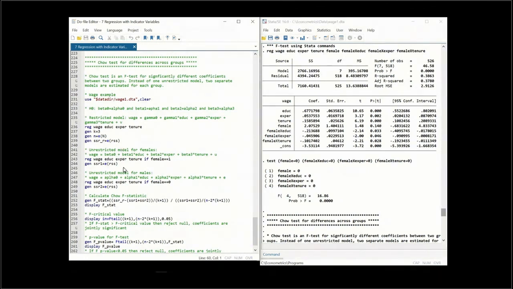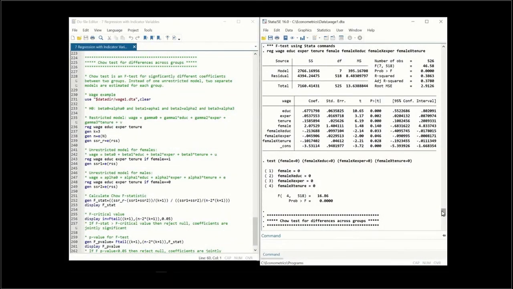Now, the way we would be calculating the Chow F statistic, everything else is the same as the F statistic before, except that here, instead of using the sum of squared residuals for the unrestricted model, we would be summing up these 2 sums of squared residuals, one for each of the groups, for females and males. And the degrees of freedom are defined a little bit differently, but we would see that the result here would be exactly the same F statistic, F critical value, and p-value as in the previous test.